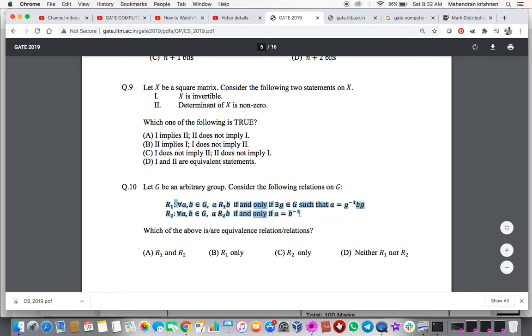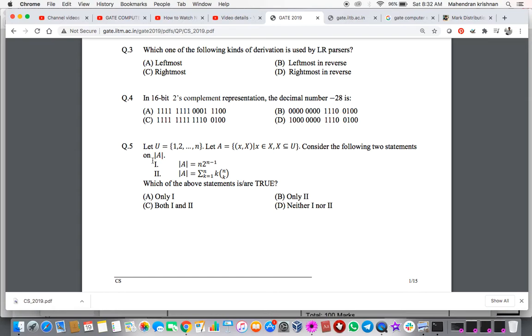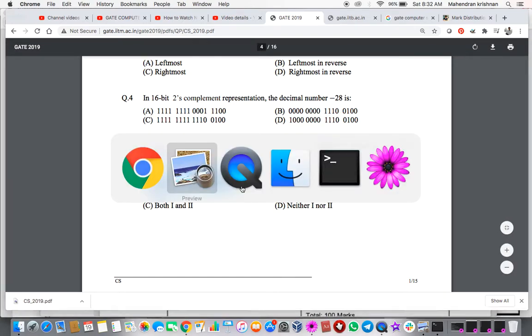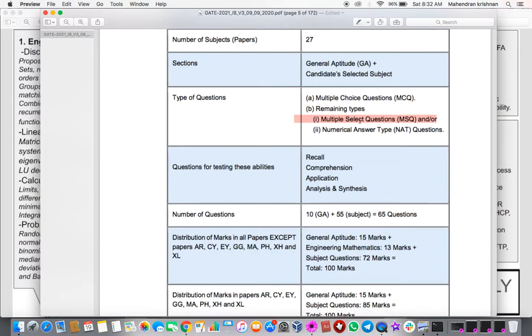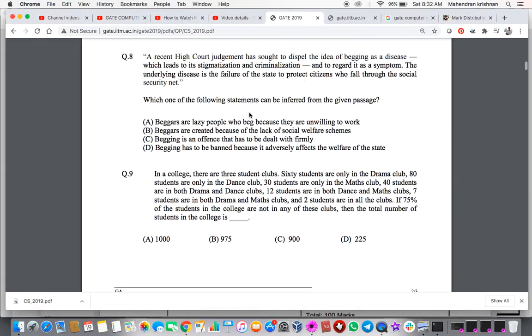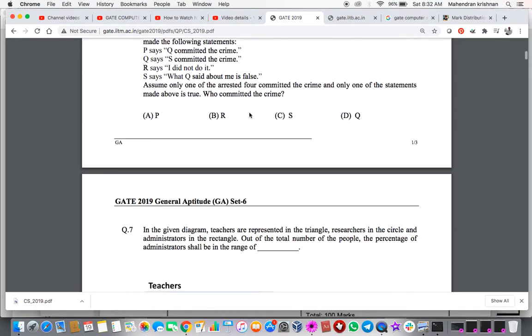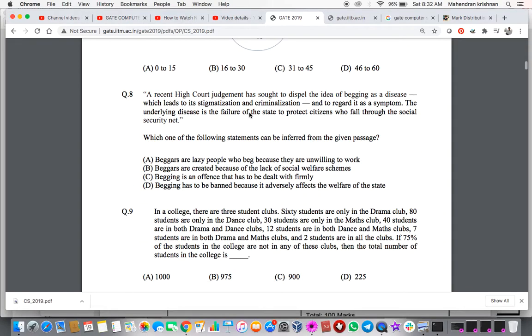So there are some multiple select questions. This is also multiple select, something like this. Then there are numerical answer type questions. These others are all multiple choice questions.